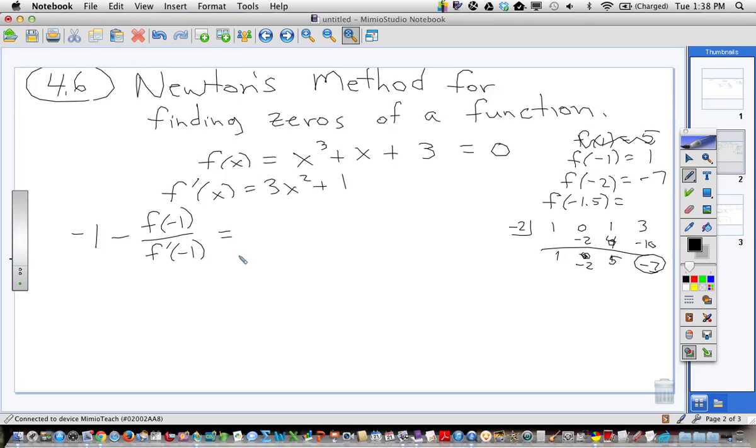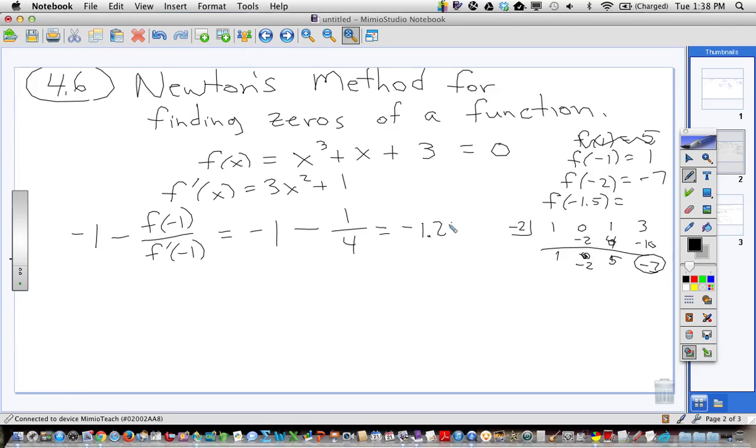Okay? So what do we get? What's f of -1? That was 1. And what's f prime of -1? 4. Now we'll use our calculators right now to cheat a little bit. Just use your calculator screen and let's do -1 minus a 4. Oh, you don't need a calculator. That's it. What's that?